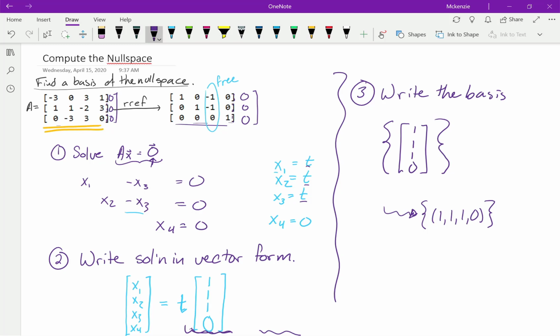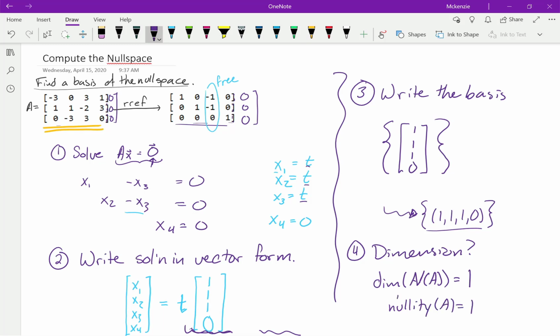Anyway, that is everything for that exercise. Let me just point out real quick, let's write down the dimension. The dimension of the null space of A is 1 because that's the number of vectors in the basis, so we'll also say that that's the nullity of A. These are the same thing. How could we have seen that off the bat? Well, the number of free variables is equal to the dimension. So this equals the number of free variables.